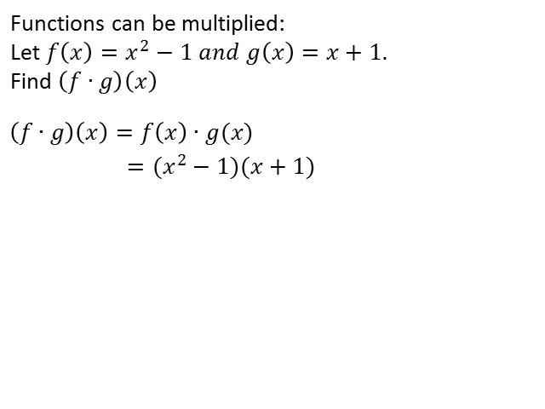I have x squared minus 1 and x plus 1. I FOIL those two together because they're both binomials. I get x to the third plus x squared, that's the outer terms, the x squared times 1, minus x, that's negative 1 times x, and minus 1, because that's 1 times negative 1.